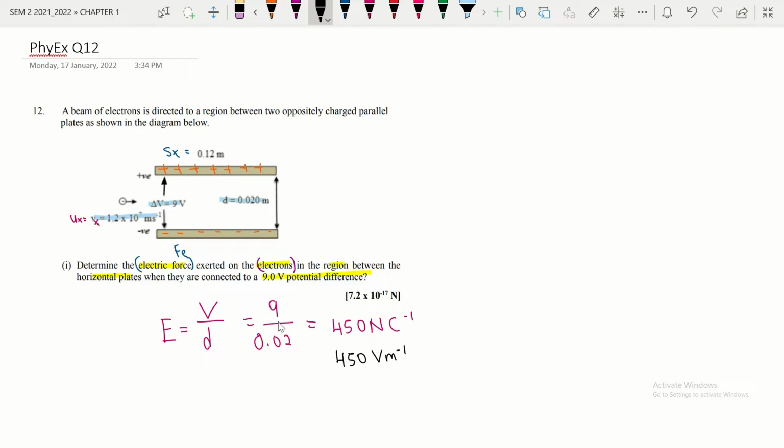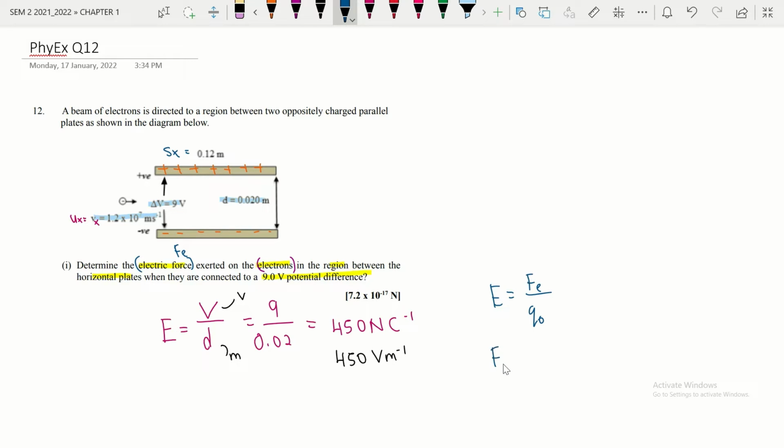Kenapa boleh volt per meter? Sebab ini V. V kita tahu unit dia adalah volt dan distance unit dia adalah meter. So it's either one. Okay, now kita nak cari electric force. Bila kita tahu lagi satu formula untuk cari electric field strength adalah electric force bahagi dengan you punya charge. Okay, your test charge that is moving.